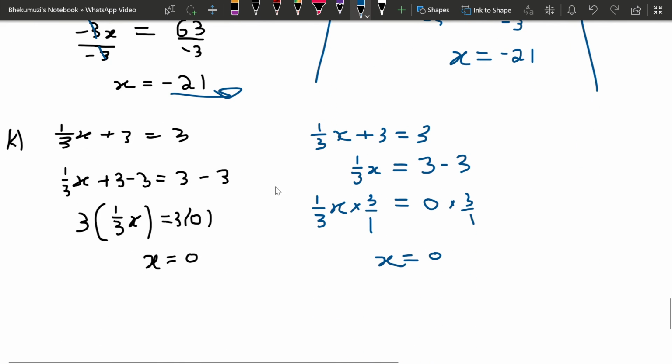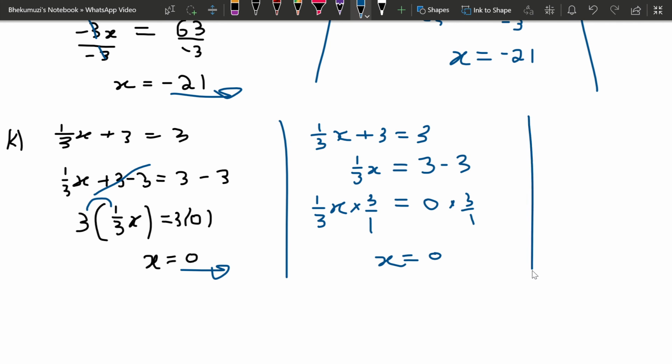And then the final one is 1 over 3 x plus 3 is equal to 3. In this case, you do the same thing. You subtract 3 on the one side and the other side, so that this cancels out, and on the other side, you find that 3 minus 3 is 0. So then you only need to get rid of the 1 over 3. How can you get rid of the 1 over 3? You multiply by 3 on both sides, because 3 times 1 over 3 does give you 1. So it is x, and 3 times 0 gives you 0. And then we have the alternative way of looking at it.